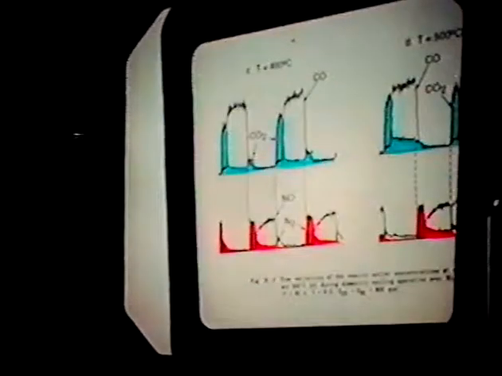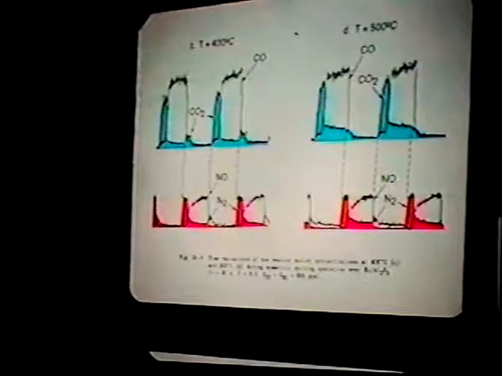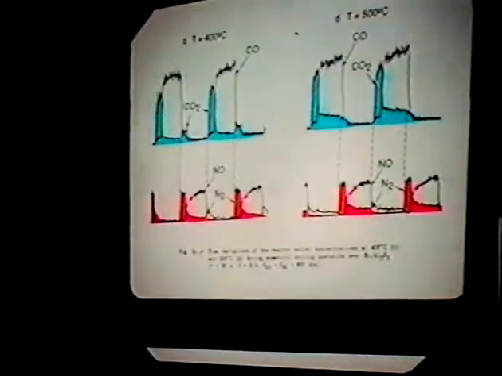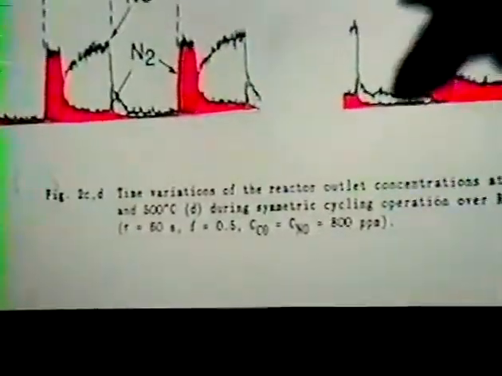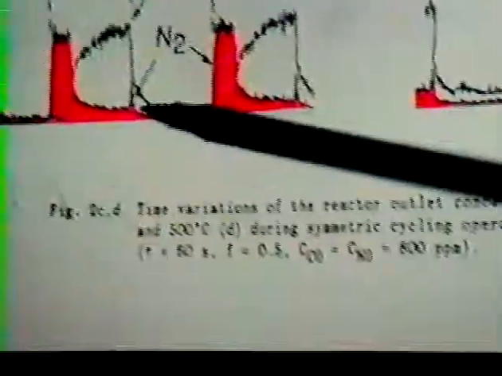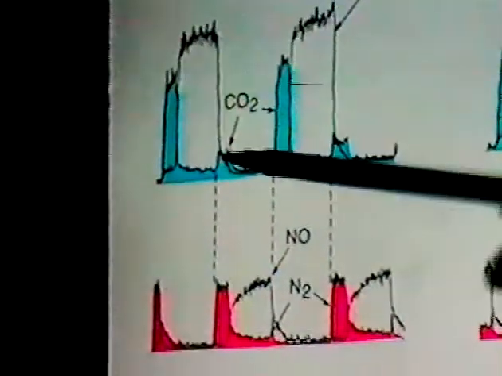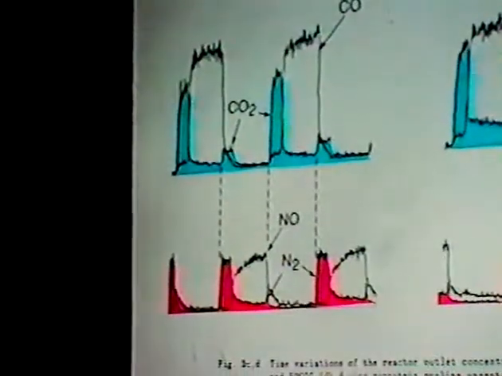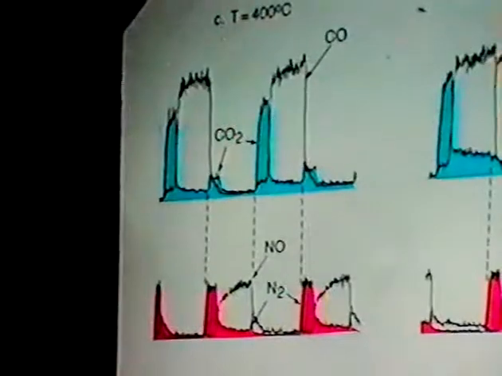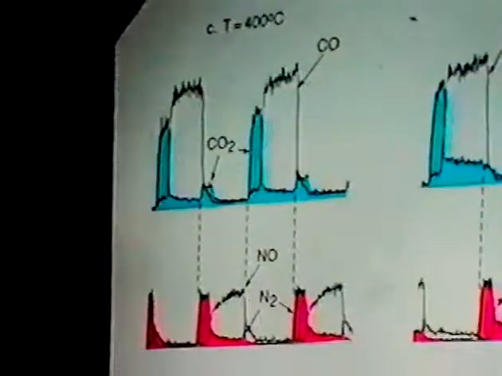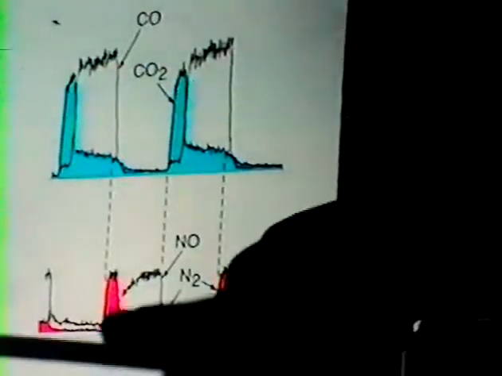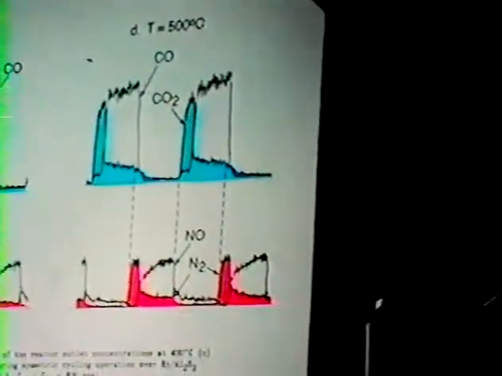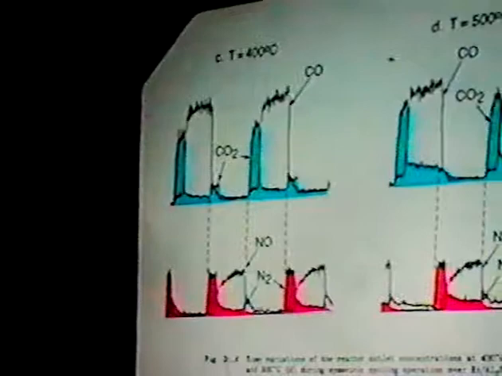That kind of storage effect becomes less important as we raise the temperature, as we see here. Carbon dioxide and nitrogen in the wrong half cycle are reduced at higher temperature, and eventually disappear at even higher temperature, as they should. We also don't notice any significant amount of N2O formation at higher temperature.